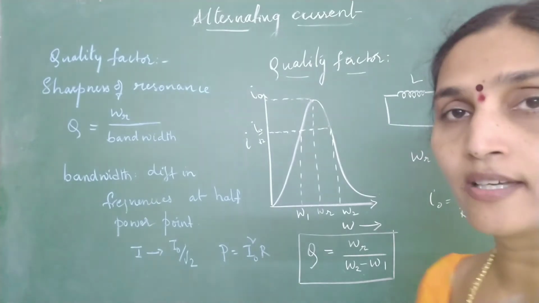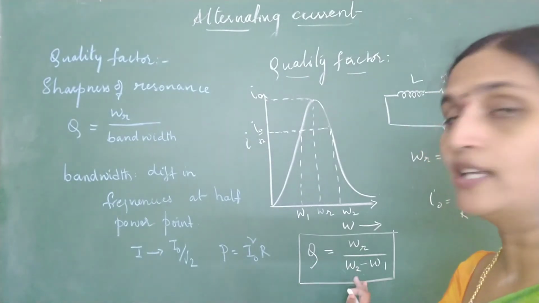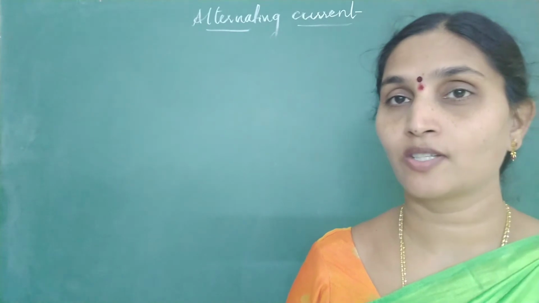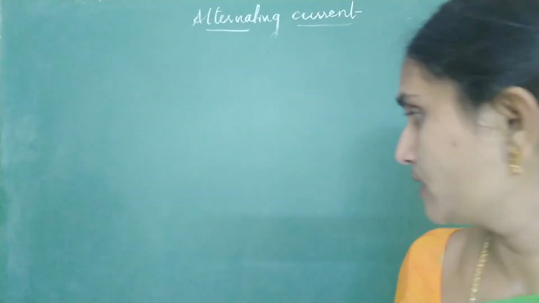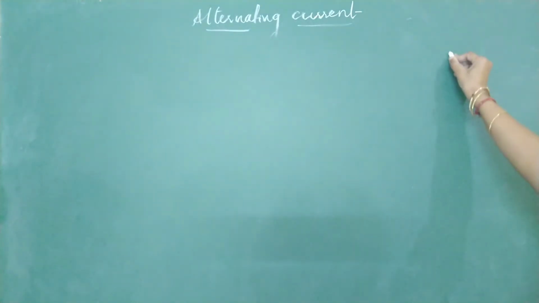Now let us look into one derivation for determining the bandwidth. Coming to this derivation of the expression for bandwidth, for that again come back to the graph.